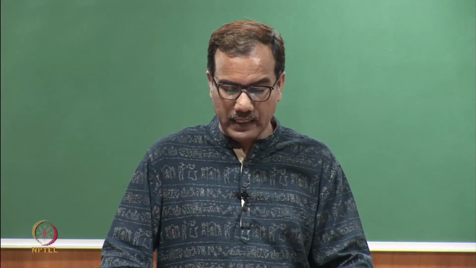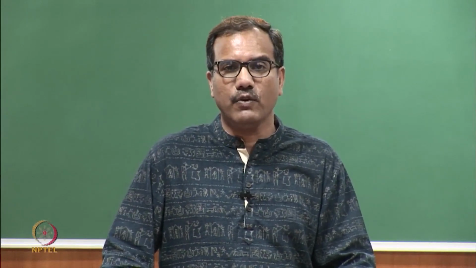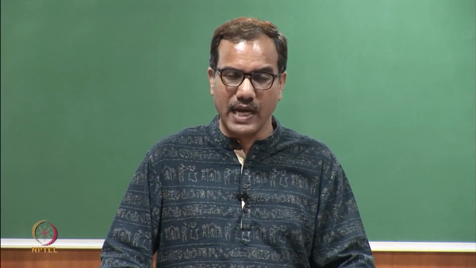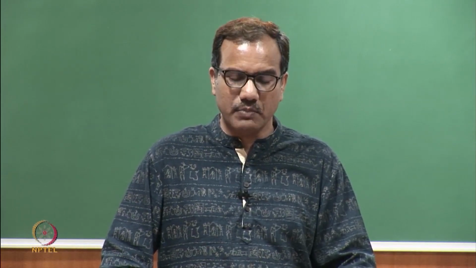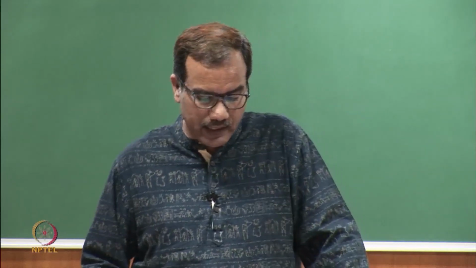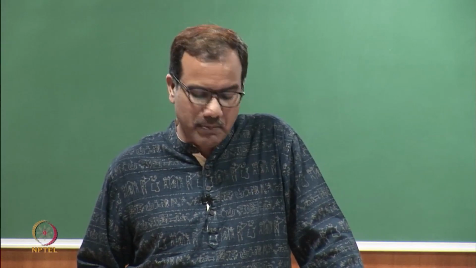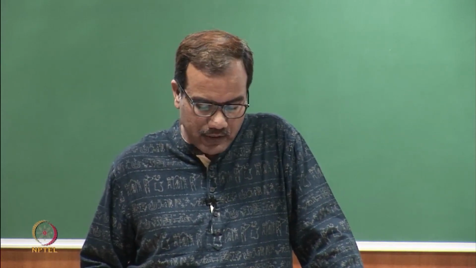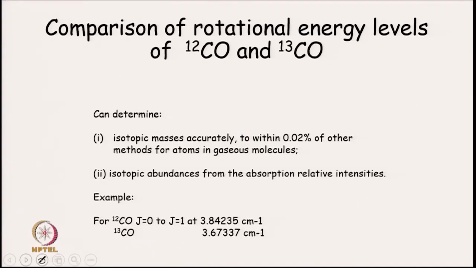So apart from giving the value of r and r dash or r and theta, the isotopic substitution can also help us in two different things. One is to calculate isotopic mass accurately within 0.02% of other methods, and then second is isotopic abundance from the absorption relative intensity.